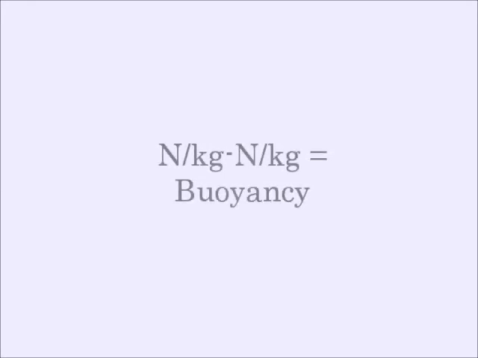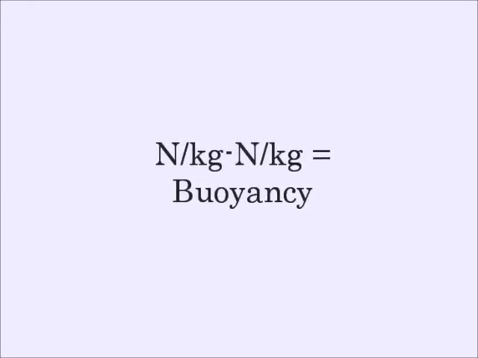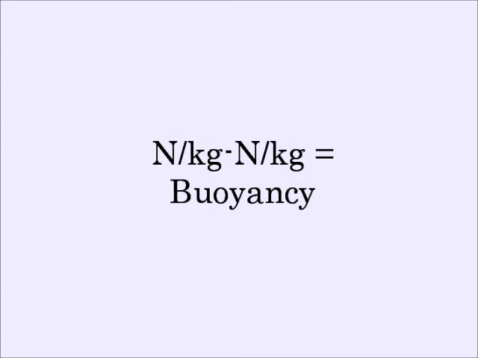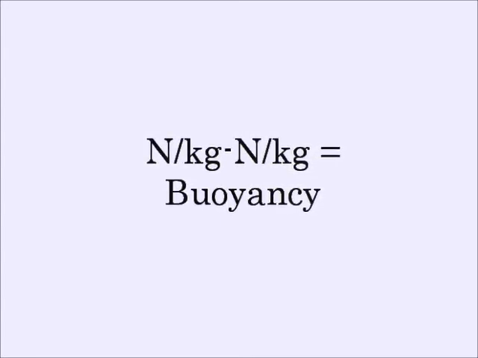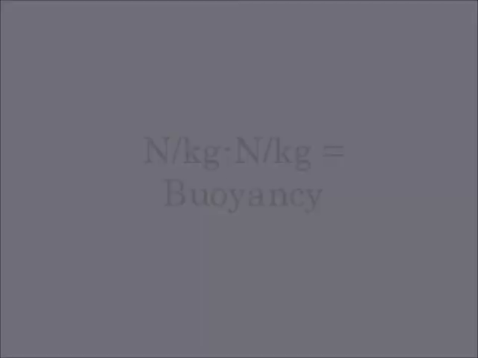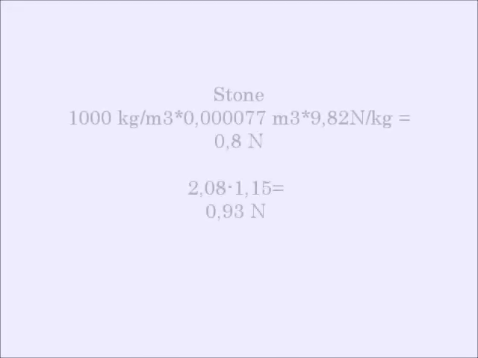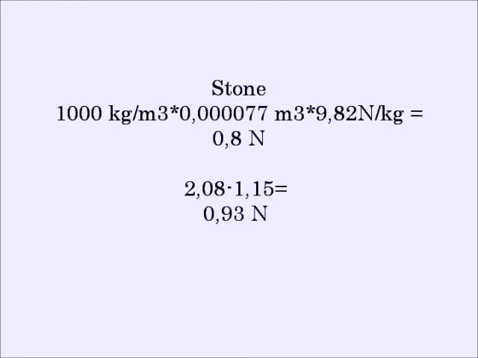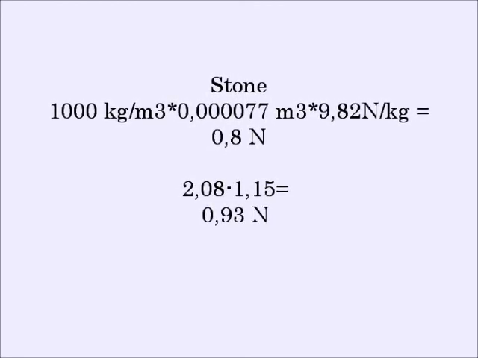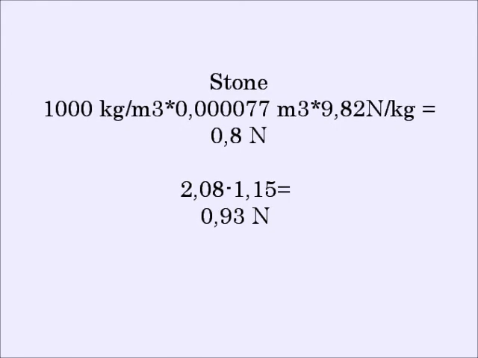To find out if our calculations are right, we took the weights and subtracted them from each other, and then we get the buoyancy. When we calculated the buoyancy of the stone, it was 0.8 Newton, and when we weighed it, it was 0.93 Newton.